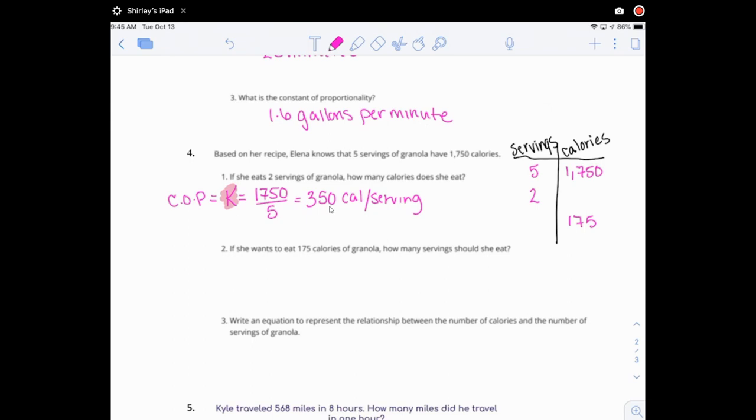All I did was find my constant of proportionality. Now I need to go ahead and multiply that through. So 2 times 350, 700. So if she eats 2 servings, how many calories? She has 700 calories. If she wants 175, I'm going backwards, so I'm going to divide by 350. So 175 divided by 350 gives me 0.5. So she has a half serving.